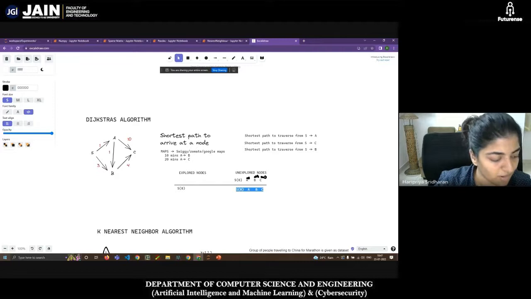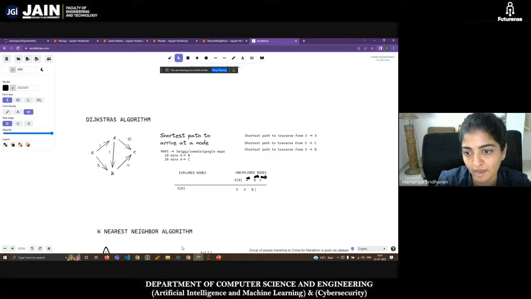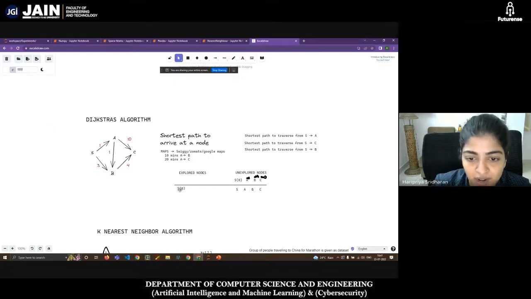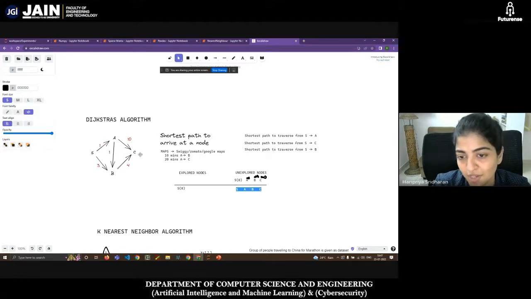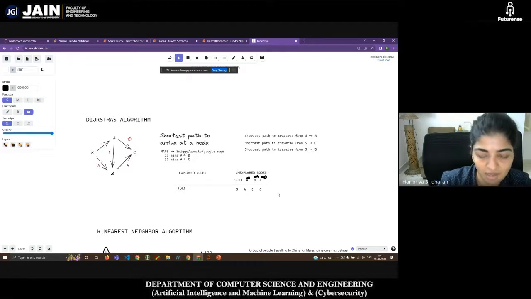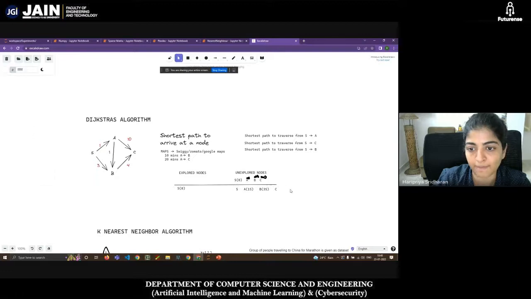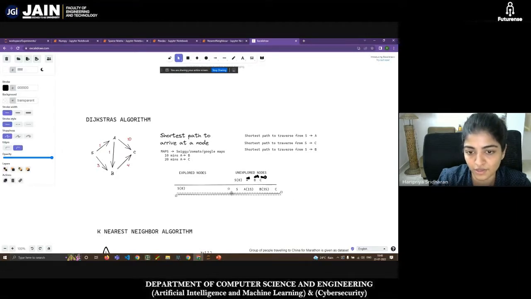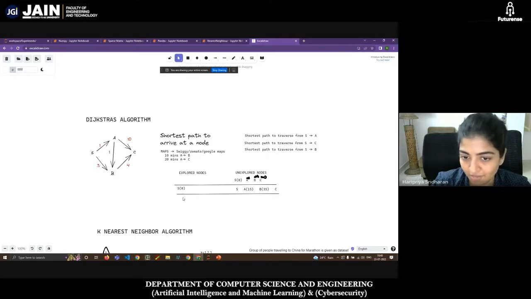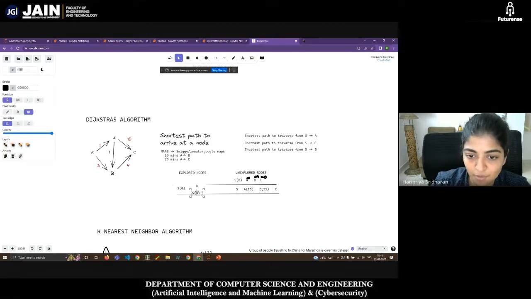And here, what happens? S, A, B, and C. At this stage, traveling from S to A, what is the weightage of it? It is 1. So you say this is 1, and then traveling from B to S, it is going to be 3. This is 3. This is 1. Then we have explored S now. Then we'll go and explore the second one.